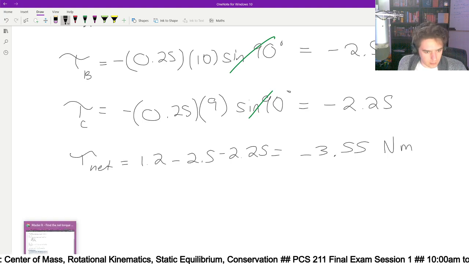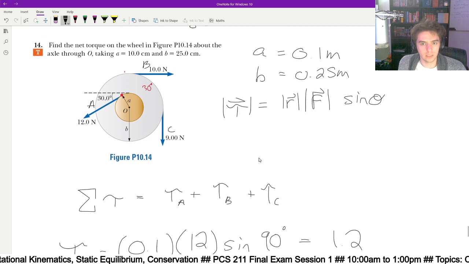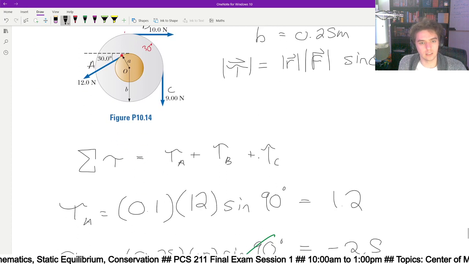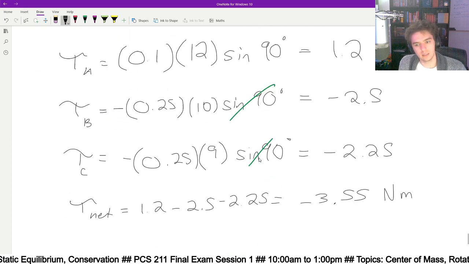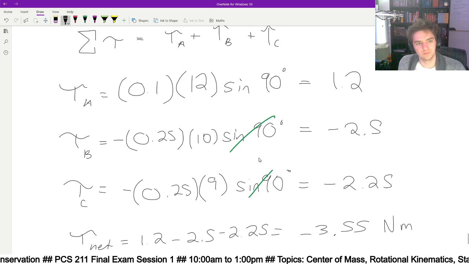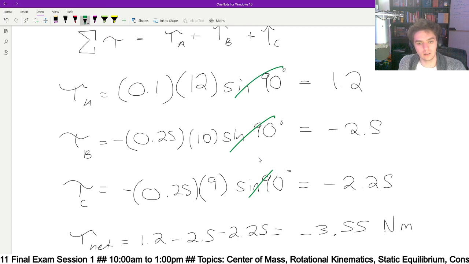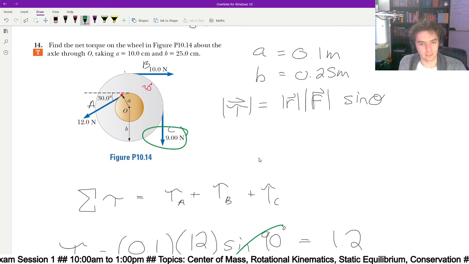Let's move on to the next one. Just to be clear, what was B and C though? The torque from C? Yes. So where did 9 come from? That's the force. That's the actual magnitude of the force.